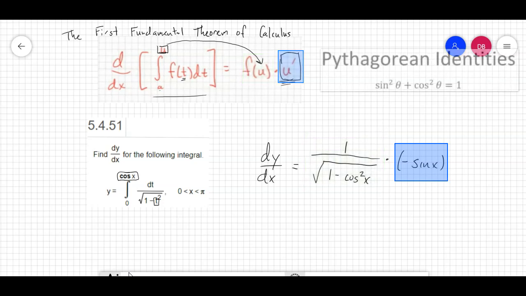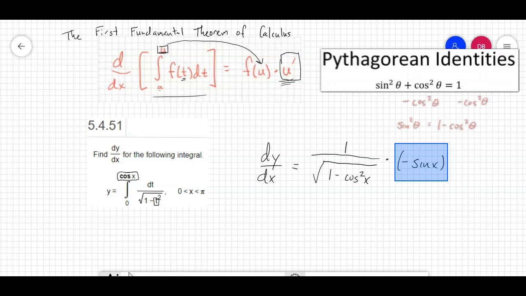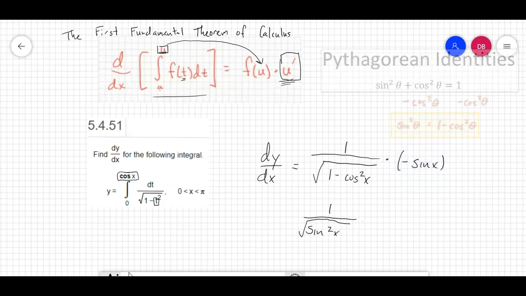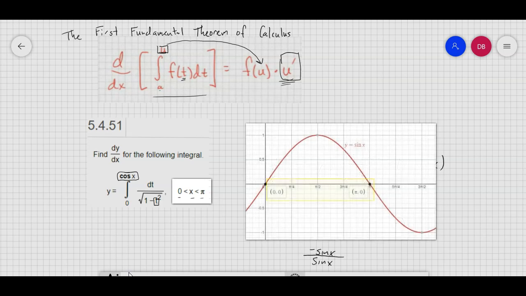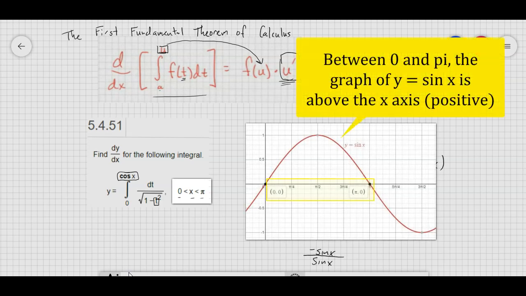And if you look, 1 minus cosine squared is sine squared, and that's underneath a radical, times negative sine. Then if you look at what's going to happen here, the square root of sine squared is sine, and then negative sine on top. By the way, the square root of sine squared is technically the absolute value of sine, but between 0 and pi, sine is positive, so we end up with positive sine x.